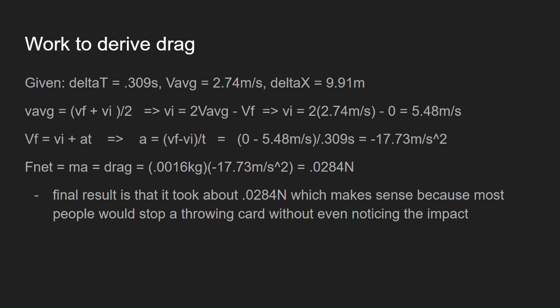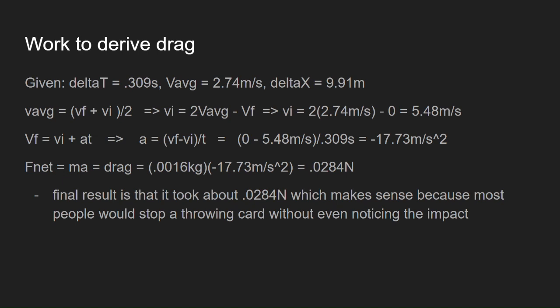For my V average, I took the amount of velocity it would take to traverse that x distance in that time. It would be 2.74 meters per second, and delta x was about 9.91 meters. I got V average by doing (VF plus VI) over 2, so VI equals 2 V average minus VF. VI is going to equal 2 times V average, 2.74 meters per second, minus, of course, 0 since it stopped, so it's going to be 5.48 meters per second.